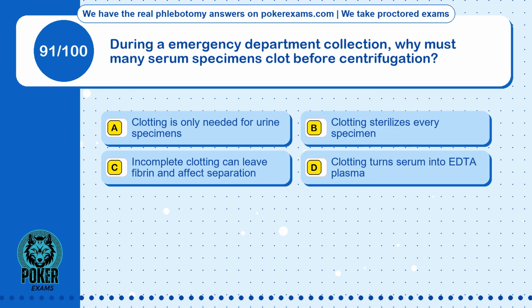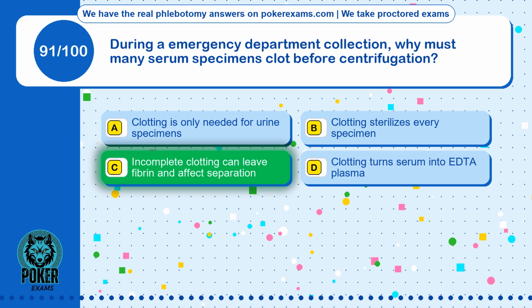Question 91. During an emergency department collection, why must many serum specimens clot before centrifugation? Option A: clotting is only needed for urine specimens. Option B: clotting sterilizes every specimen. Option C: incomplete clotting can leave fibrin and affect separation. Option D: clotting turns serum into EDTA plasma.